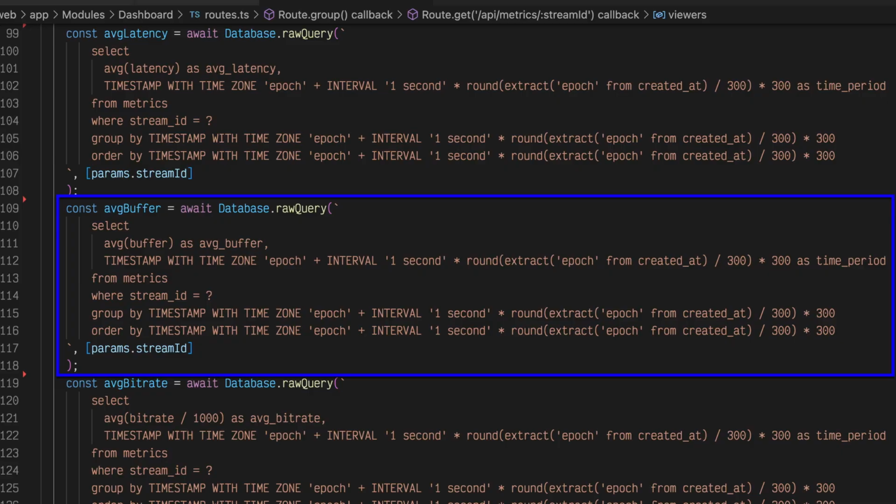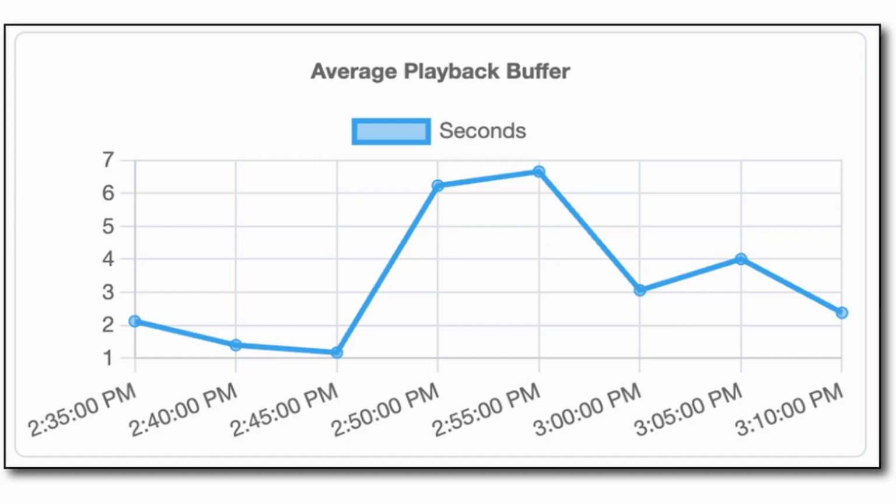This query is used to retrieve playback buffer. Again, this data is aggregated at a 5-minute interval, and this data is also presented as a line chart.